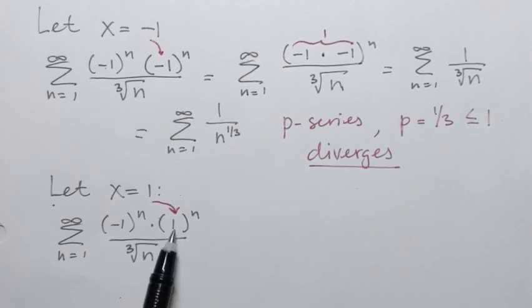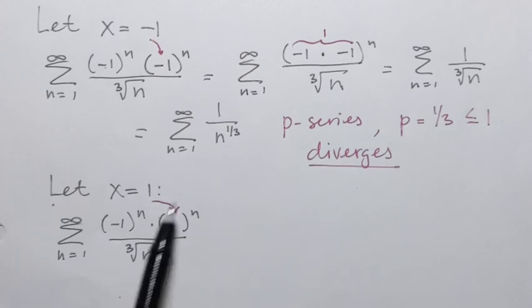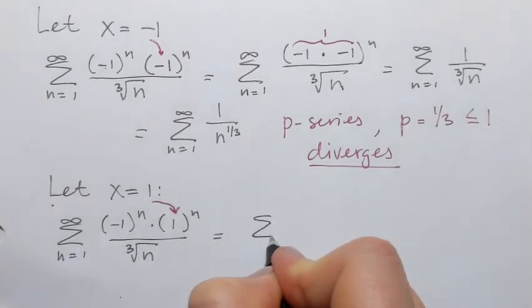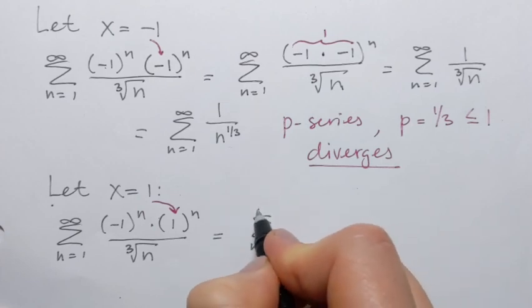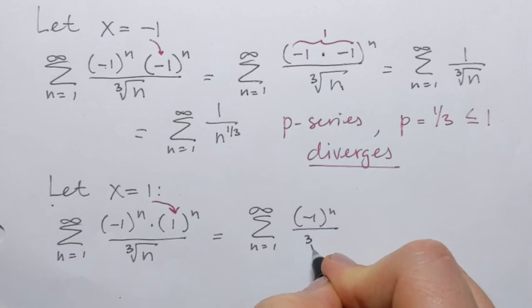Let's simplify this general term. I know that 1 raised to any power is still 1. So overall, this is just 1. Anything multiplied by 1 is itself. So basically, this factor disappears, right? And that's how the series is going to look like: (-1)^n over cube root of n.